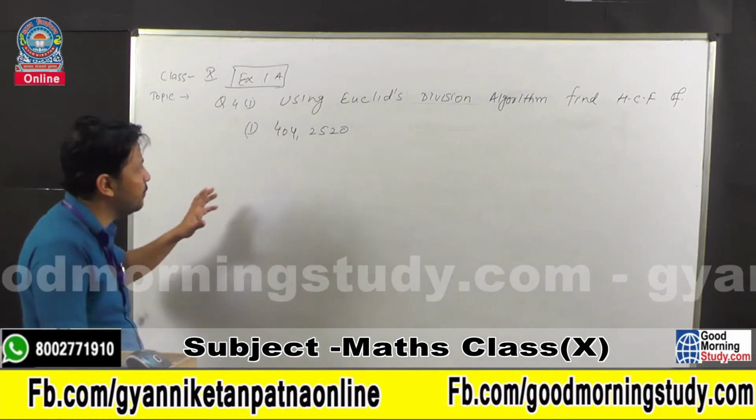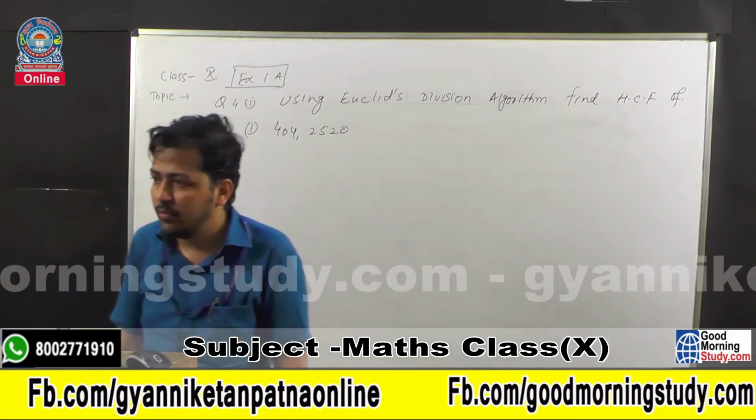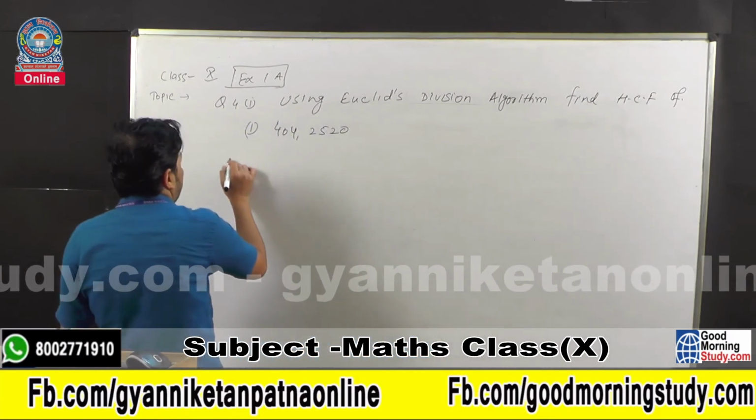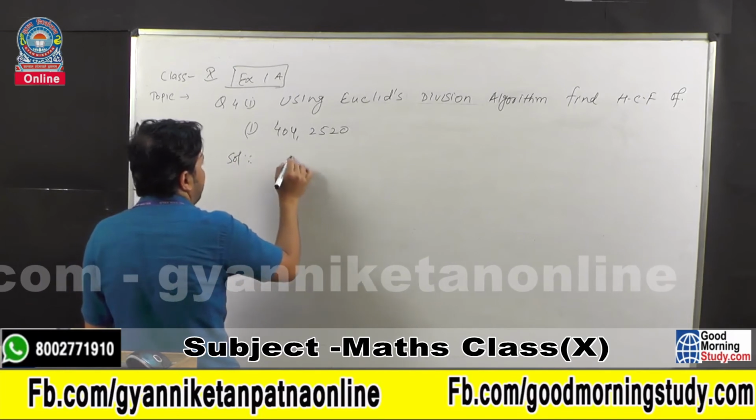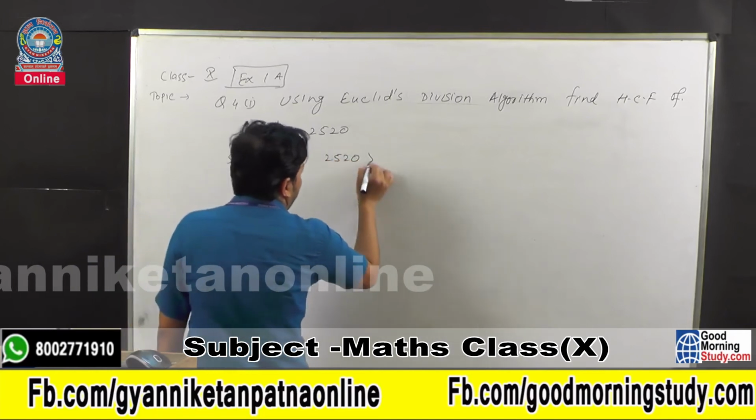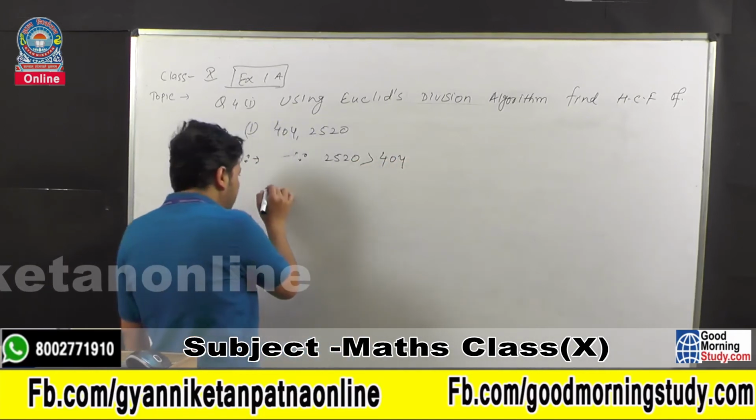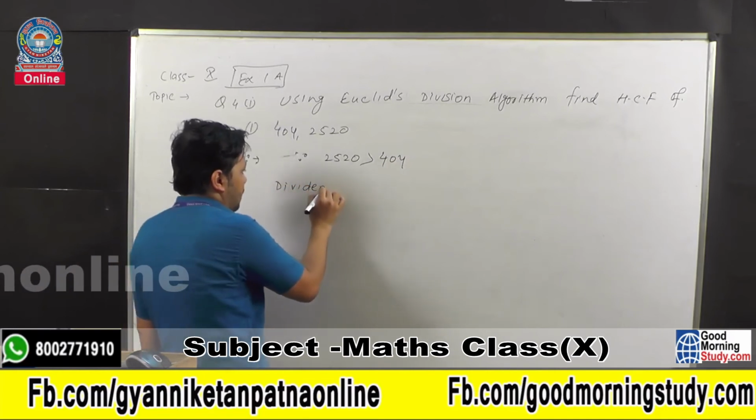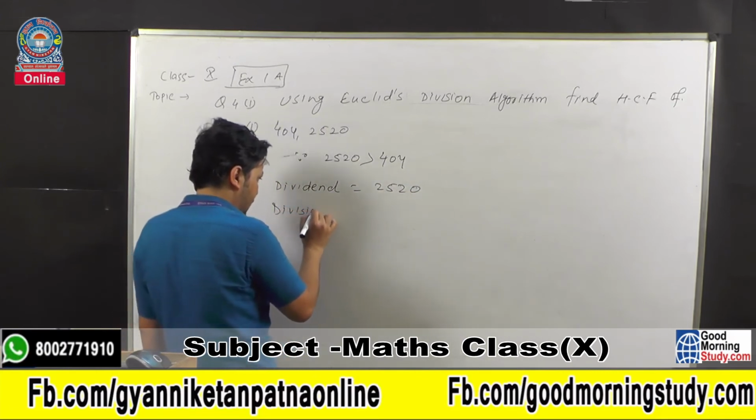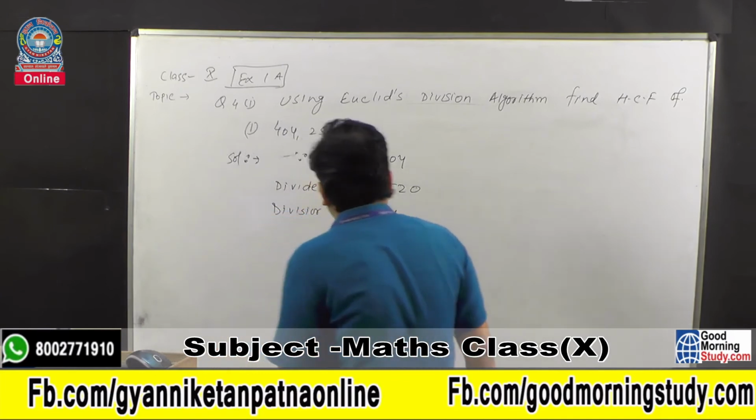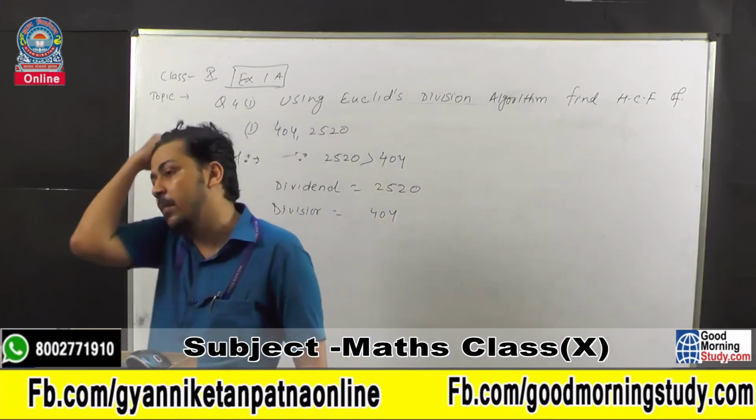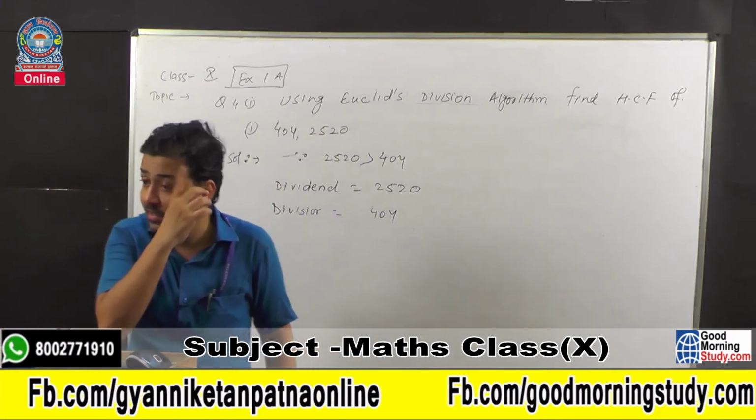Okay, here I have to judge first which one is greater, 404 or 2520. See this, says solution. 2520 is greater than 404. That's why dividend is equal to 2520 and divisor is equal to 404. सबसे पहला काम तो यही है, डिविडेंड और डिवाइजर को जज करना. उसके बाद तो आप फिर दूसरी चीजें निकाल ही लेंगे डिवाइड करके. चलिए अब आप डिवाइड करते हैं.